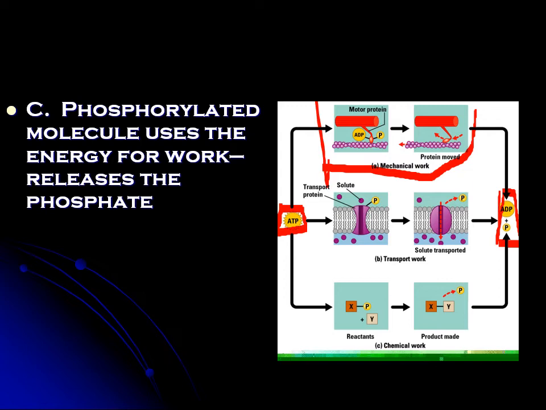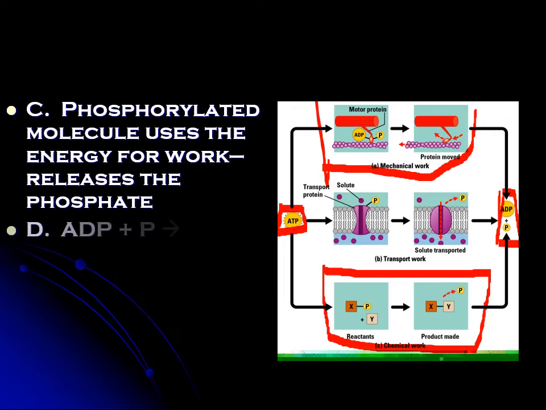In the last case, we're making a molecule. This molecule X has been phosphorylated and it needs to link to Y. So we link those two together and it releases the phosphate. So in all three cases, some activity is taking place. We're making a bond, we're transporting a protein, we're moving a protein, and all this was done with the help of ATP.